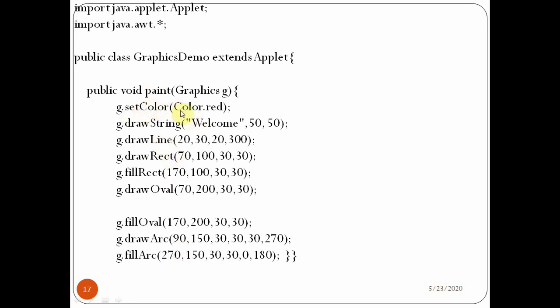Okay, so setColor method is used to set the background color. Then drawString method is used to display some messages, and drawLine method is used to draw a line. So we have to specify the starting point of the line and ending point of the line. Rectangle, again we have to specify the starting point of the rectangle and width and height of the rectangle.